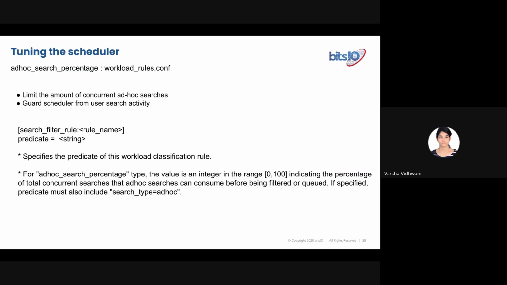So there are two important concepts here. By limiting the concurrent ad hoc searches with a percentage value, we can tell Splunk to only allow the ad hoc searches to use this much portion of the total concurrency. If they reach the limit, start filtering or queuing them. This will help prevent situations where user-driven activity unintentionally starves the scheduler.